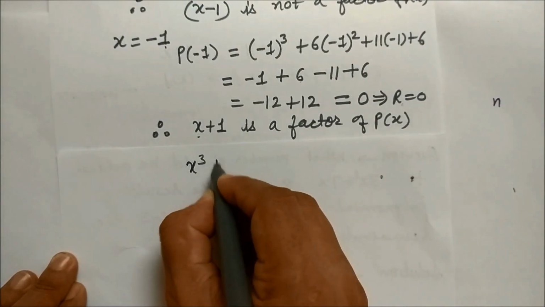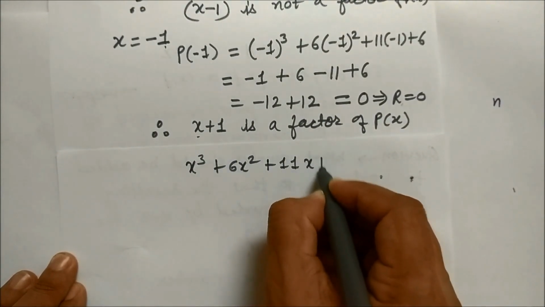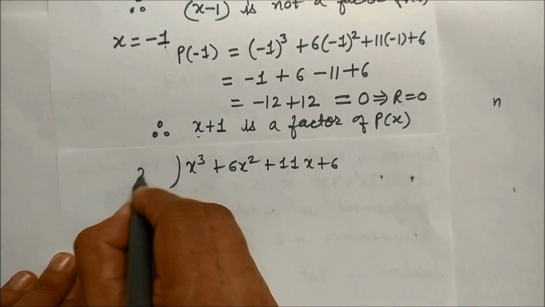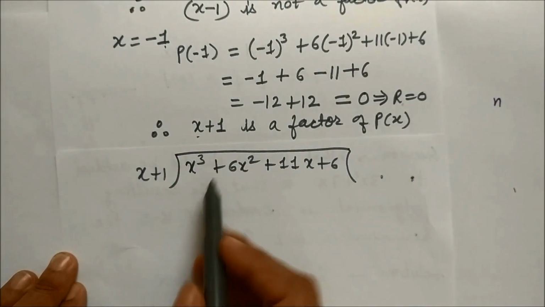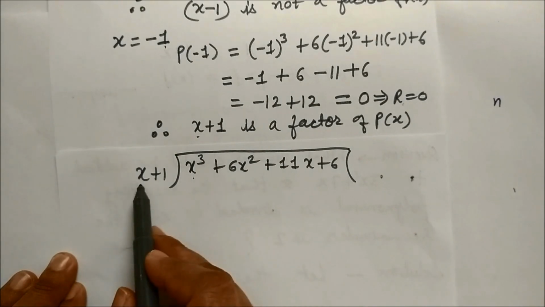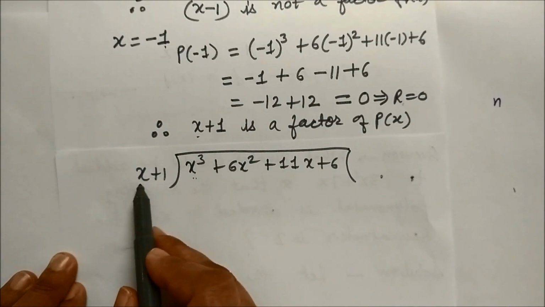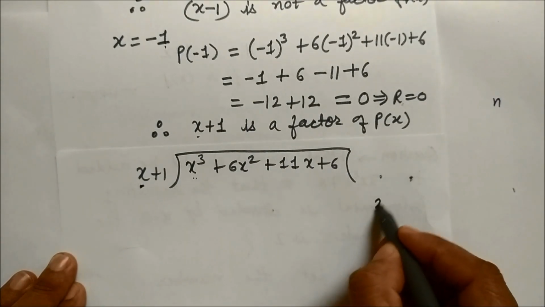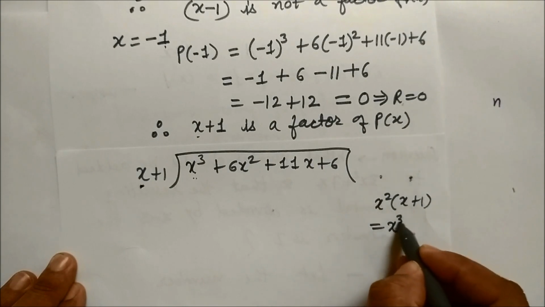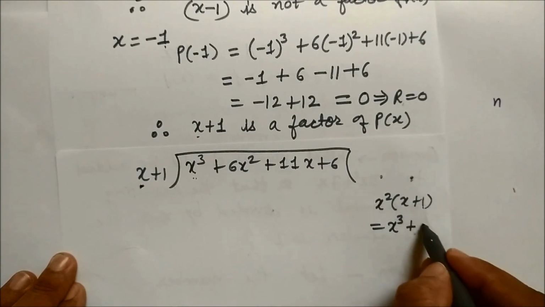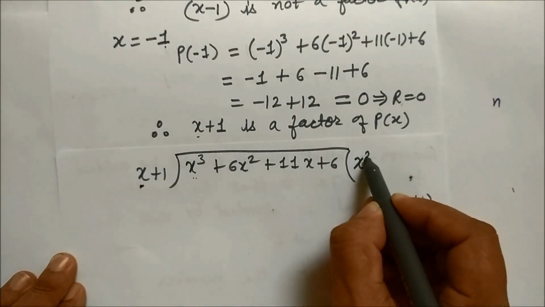x cube plus 6x square plus 11x plus 6, and we divide it by x plus 1. Let's see what we'll get here. Here we have x cube and here x. So for making x cube, we have to multiply this by x square. So x square, when we multiply in x plus 1, it becomes x cube, and here x square into 1 is here x square. So the first term is here x square.